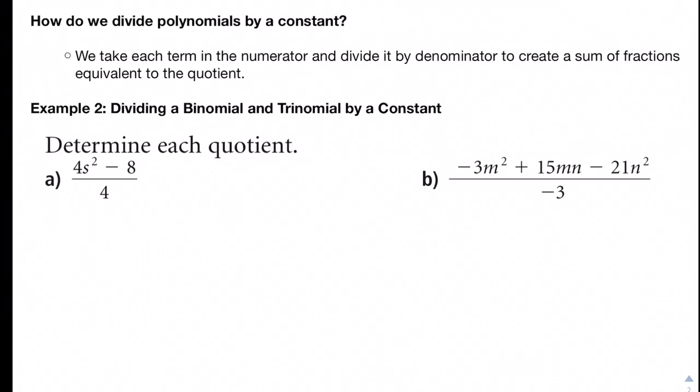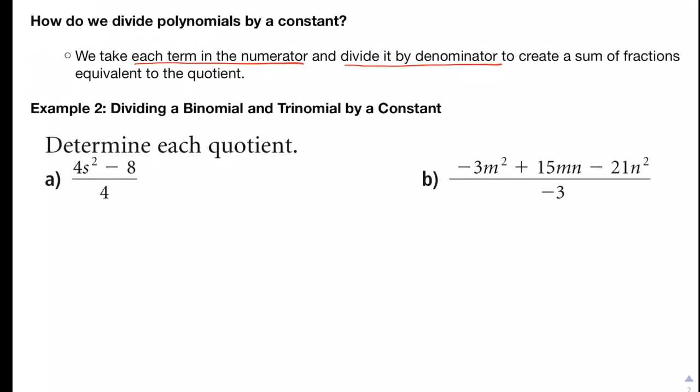Now we're going to look at how we divide polynomials by a constant. It's very similar to multiplying polynomials, except now we are dividing. What we do here is we take each term in the numerator, so all the terms on top of the fraction, and we divide it by the denominator.